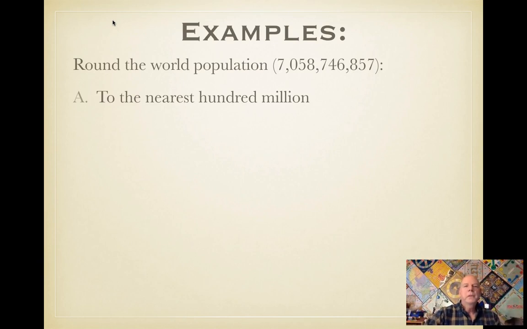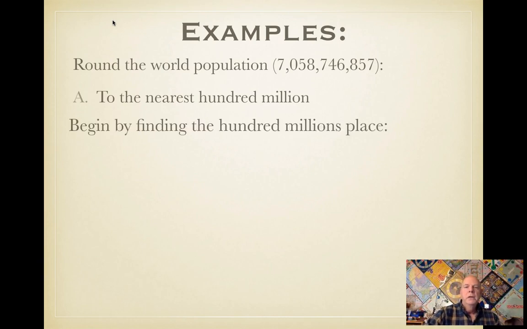As an example out of your book, around the world population, 7,058,746,857, and this first example is to the nearest 100 million. The concept there is that you need to know your decimal places and know where the 100 million place is in this number. To find that place, it is the one next to the billion. In this particular example, that's a 0. So that 0 is what we're trying to decide: are we going to leave it a 0 or round it up to a 1? The process for doing that is that you look to the digit to the right.